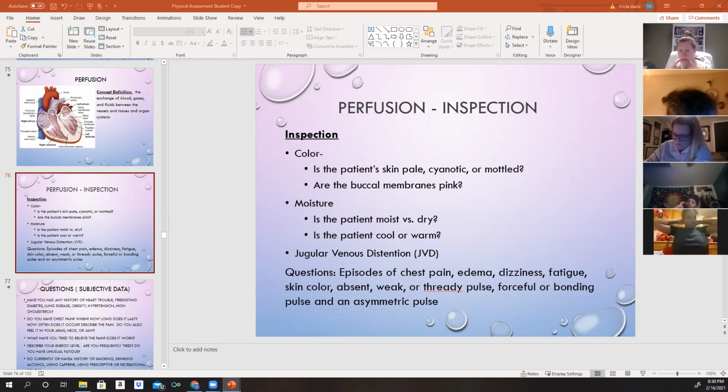Are those buccal membranes inside the mouth nice and bright pink? Are they pale? Moisture, is the patient moist or the patient dry? Are they cool or are they warm? Do they have that JVD, that jugular vein distension? So questions that you would want to ask, are you having any chest pain? You would want to ask them, do they have any edema?